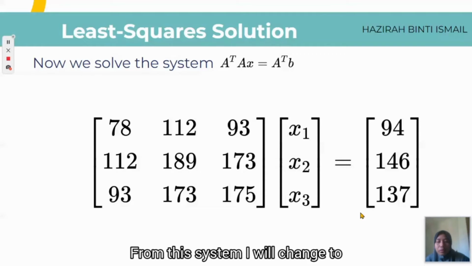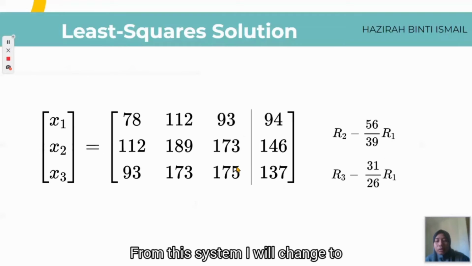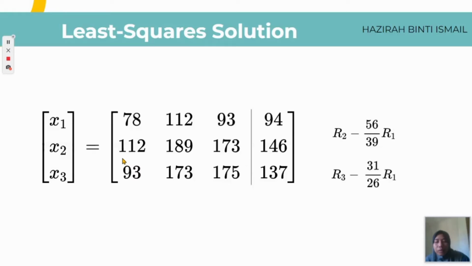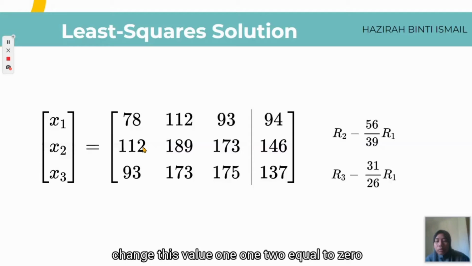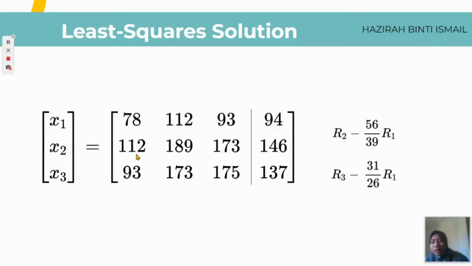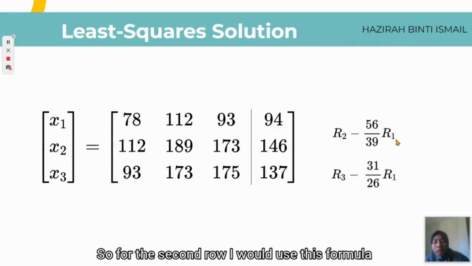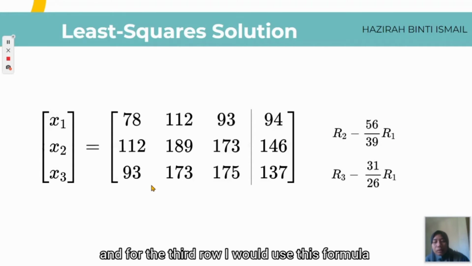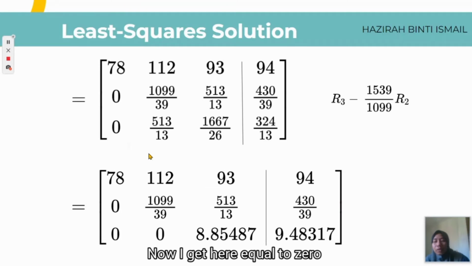So, from this system, I would change it into an augmented matrix first, and then in the second row, I would like to change the first value 112 equal to 0, and for the third row, for the value 93, I will change it into 0. So in the second row, I will use this formula, and in the third row, I will use this formula. So now I get here equal to 0 and here also equal to 0.